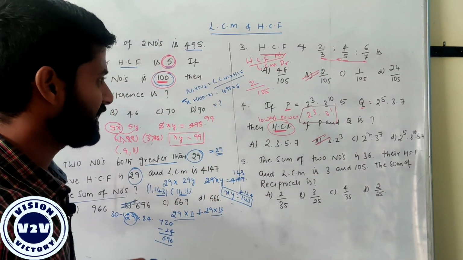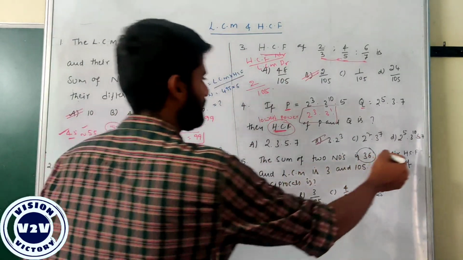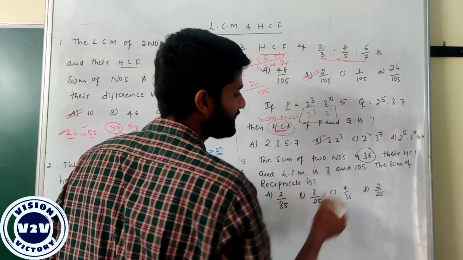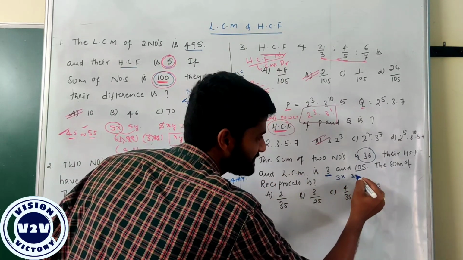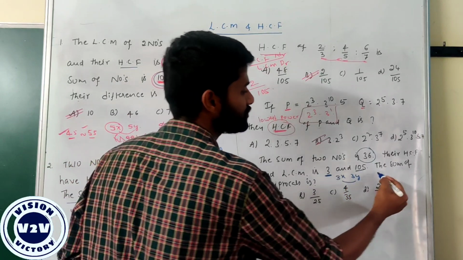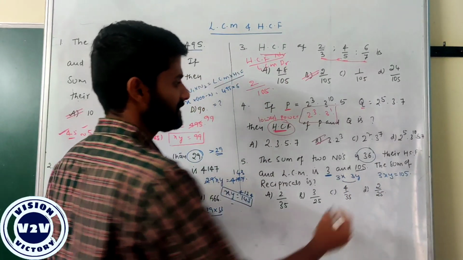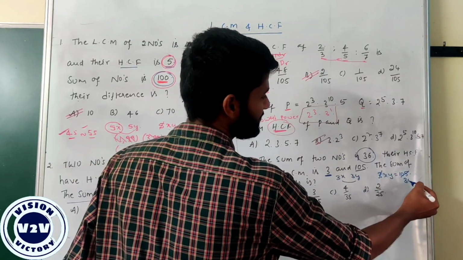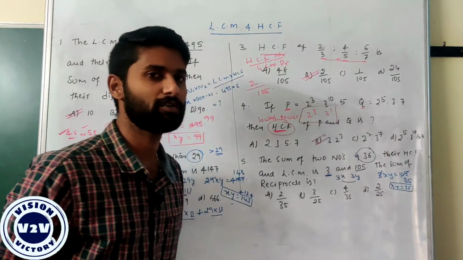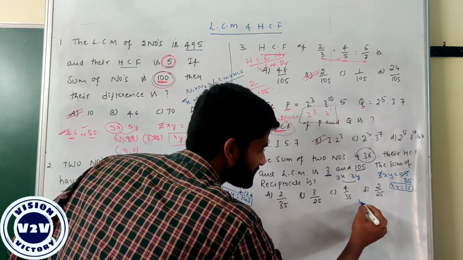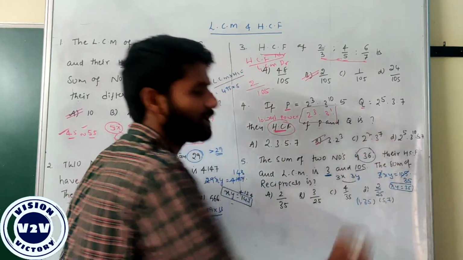The next question, see. If the sum of two numbers, if you add those two numbers, the result is 36. If their HCF and LCM are 3 and 105. See, if HCF is 3, the numbers are 3x and 3y. If the LCM of these two numbers is 3xy, exactly equal to 105, then cancel here. 3 3s are 9, 3 5s are 15, then xy becomes 35. So the products are 1 comma 35, which is a co-prime pair, and 5 comma 7 is the other co-prime pair.